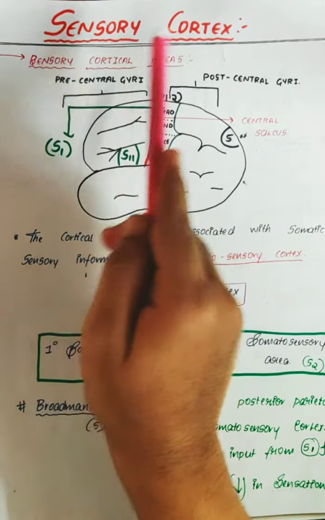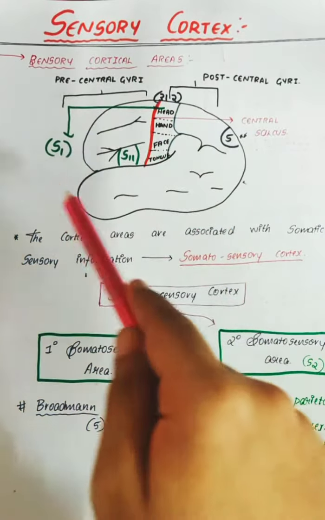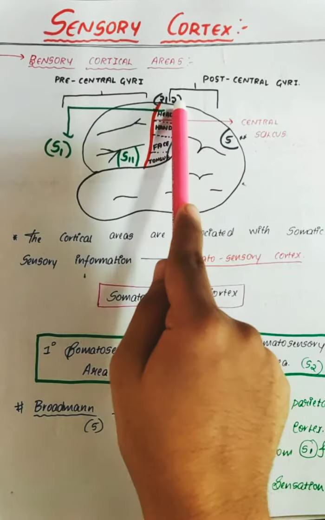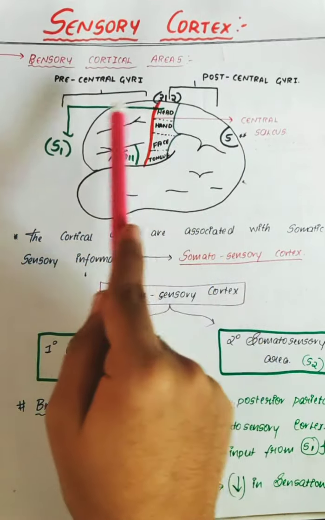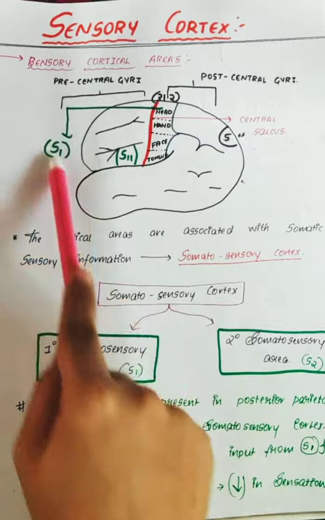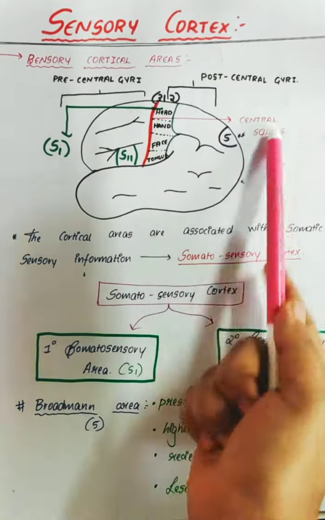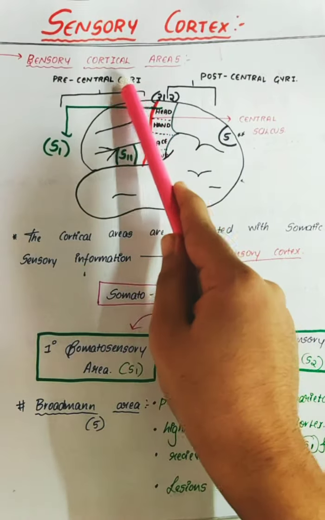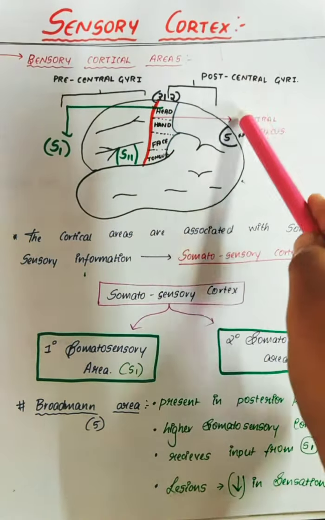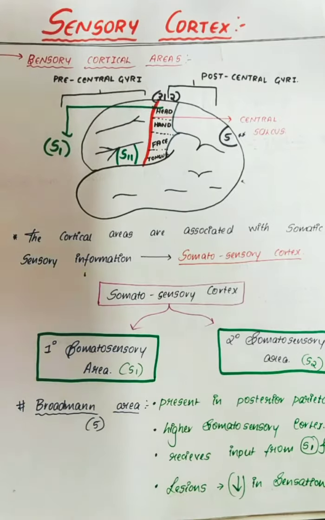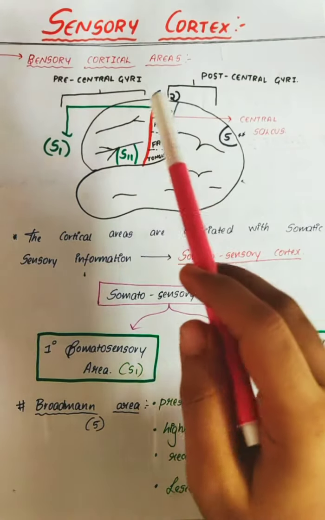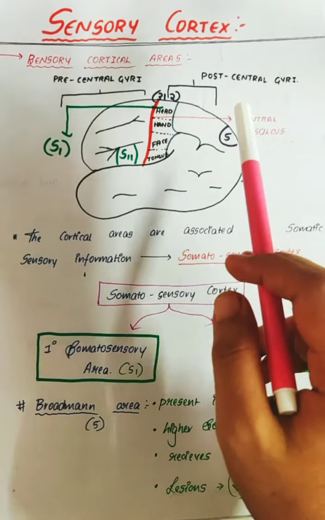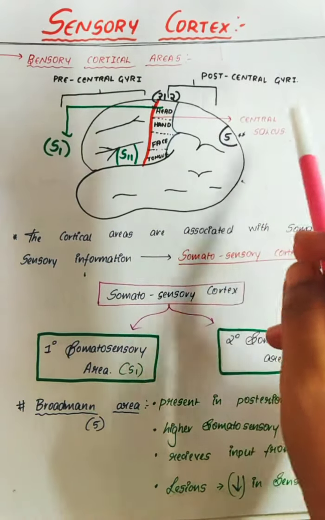So, sensory cortical areas. As you can see in this rough diagram of the brain, you can see the central sulcus in between. The area before the central sulcus is called the precentral gyrus, and the area after the central sulcus is called the postcentral gyrus. You can also see the two main areas of the somatosensory cortex, that is the primary somatosensory area as well as the secondary somatosensory area.